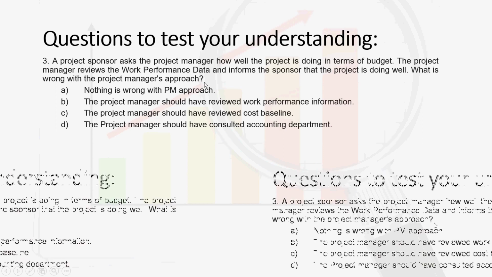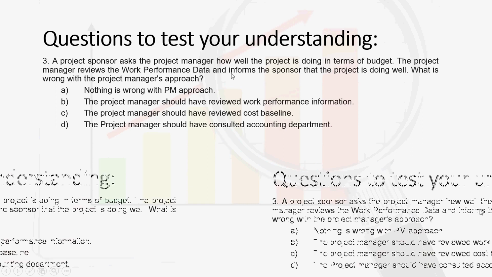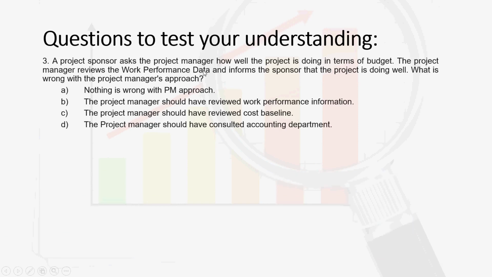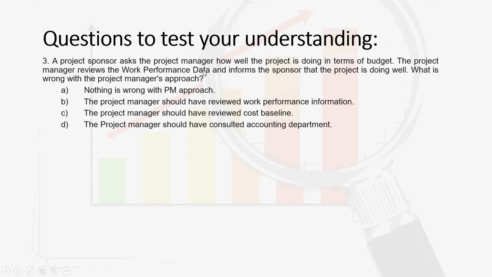Now, without even looking at the options, what I can say after understanding our session is that there is definitely something wrong with the project manager's approach here, because the project sponsor has asked how well the project is doing. It means he's looking for a qualitative piece of information while the project manager is reviewing the work performance data. What I know is that work performance data has out of context meaning, and I cannot look at work performance data alone to answer a qualitative question, because work performance data is just an actual quantitative observation. So let's look at our options.